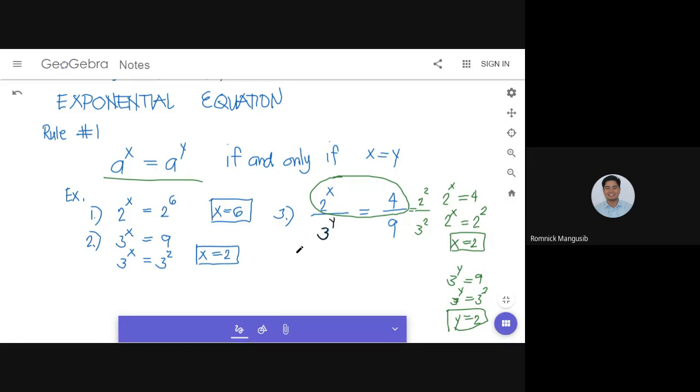So, what if the question is, what is x plus y? So, since you were able to solve for x, and that is 2, and y that is equal to 2, substitute. 2 plus 2 now is 4.